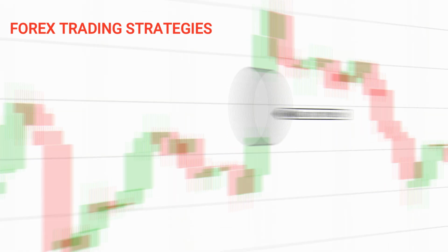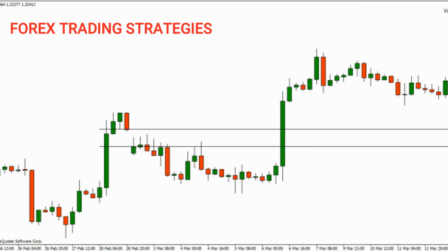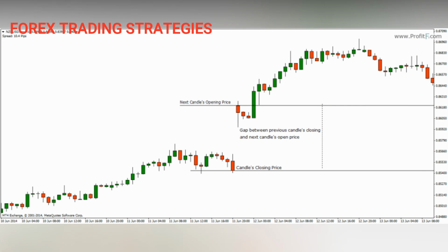Okay, so now that we know what gaps are and why they happen, let's talk about the different types of gaps. There are two main types of gaps: common gaps and breakaway gaps. Common gaps are those that tend to occur within a trading range and usually don't have much significance. You'll see them all the time, but they're not really something you need to pay too much attention to. Breakaway gaps, on the other hand, occur at the beginning of a new trend and often signal a significant change in the market. These are the ones you want to pay attention to.